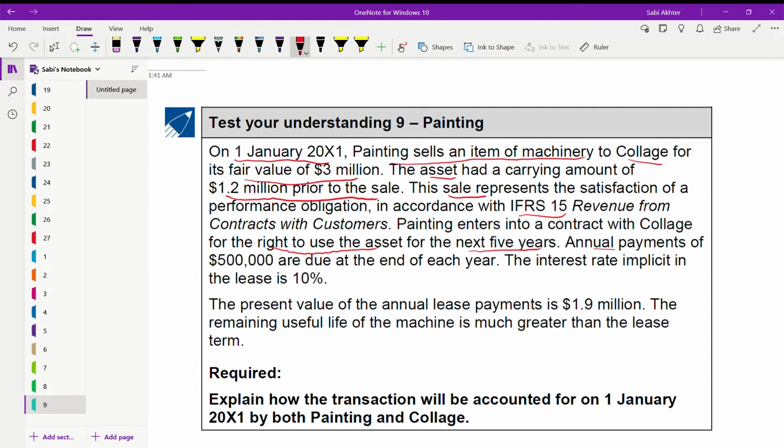Annual payment was 500,000 at the end of each year. The interest is 10%. Present value of annual lease payment is 1.9 million. Remaining useful life of the machine is much greater than the lease term. The reason they have told you this is for you to show the lease term is shorter, so use the lease term. Explain how the transaction will be accounted for on 1st of Jan 2001 by both Painting and College.